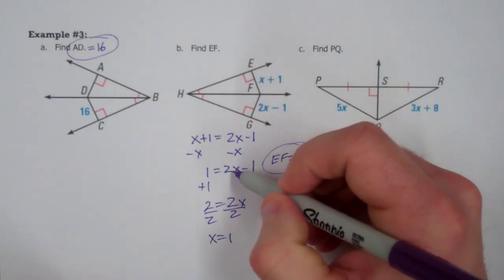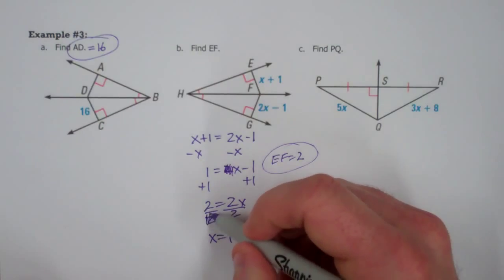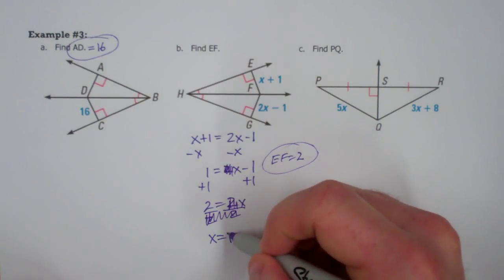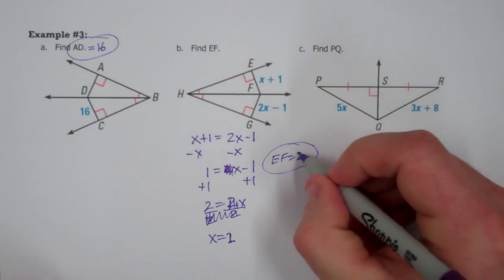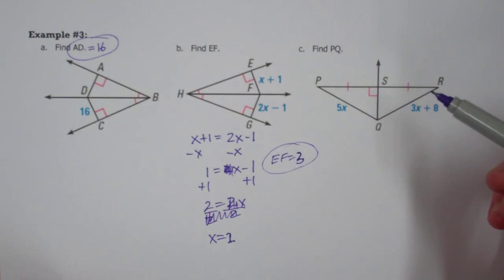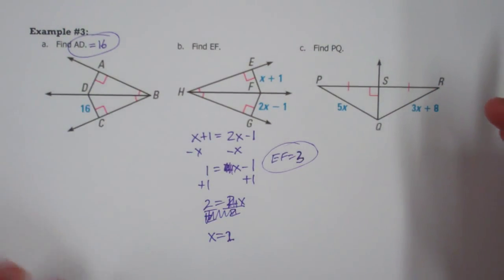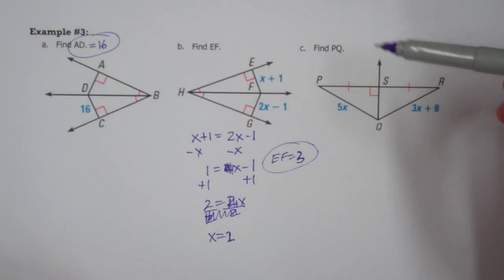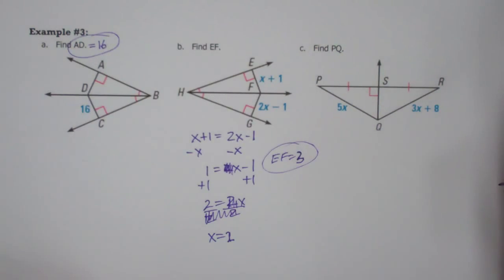So 2x minus x is not 2x, it's just x. So x is going to be just 2 for this one. If we substitute 2 in then, 2 plus 1 is 3, so EF is 3. And then 2 times 2 is 4 minus 1 is 3. That was an easy mistake to make. It happens from time to time, not very often, but sometimes. And the only way you're going to catch your mistake is if you check your work. So try to do that on each one of these.